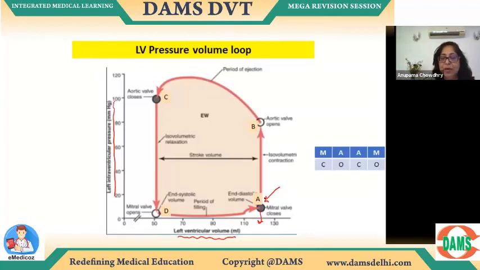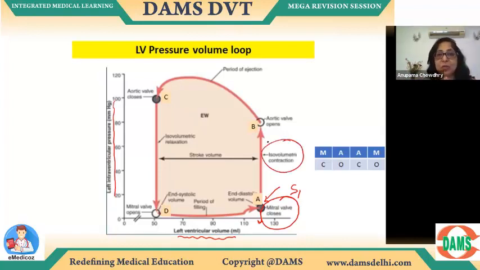Now, at this point, the moment the left ventricular pressure becomes higher than the left atrial pressure, there is closure of the mitral valve. The mitral valve closes here and gives rise to the first heart sound. And closure of the mitral valve means onset of systole. The first phase of systole is the isovolumetric contraction phase. So A to B is the isovolumetric contraction phase.